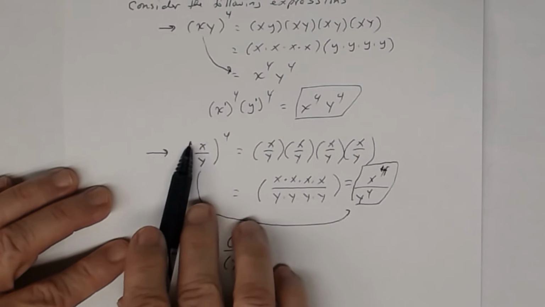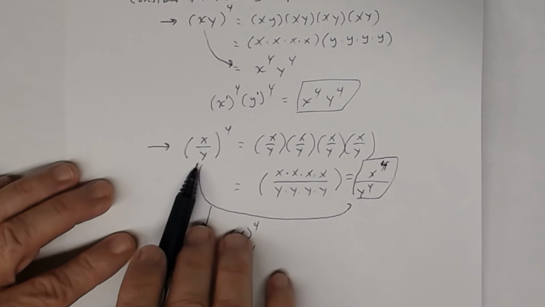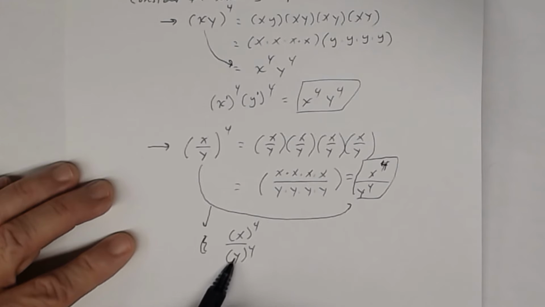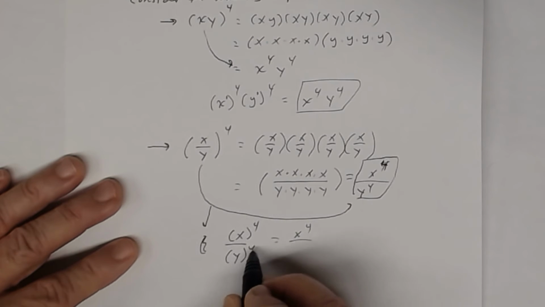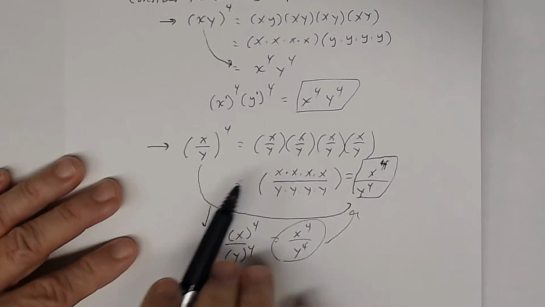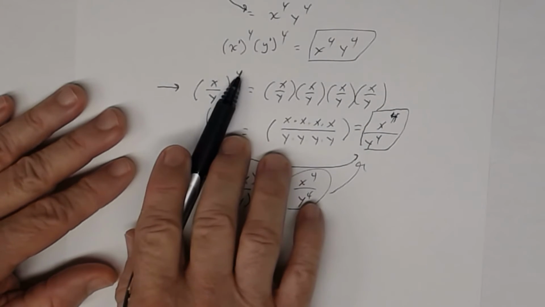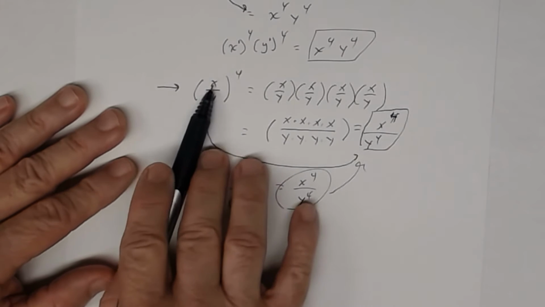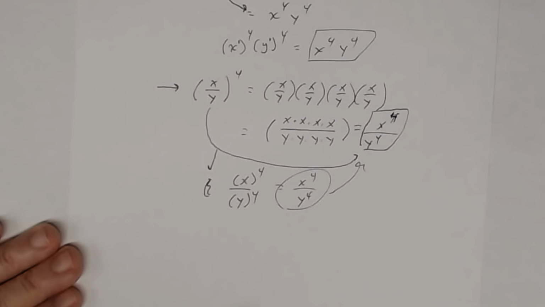So what is it? Whatever's in the numerator, you're raising to the 4th. Notice I put the numerator in parentheses. And whatever's in the denominator, I'm putting the denominator in parentheses, and you're raising to the 4th. And we know that x to the 4th is x to the 4th. Y to the 4th is y to the 4th. Okay? So rather than doing all this, whenever you have a quotient raised to an outer exponent, take the numerator, raise it to that power, take the denominator, raise it to that power.